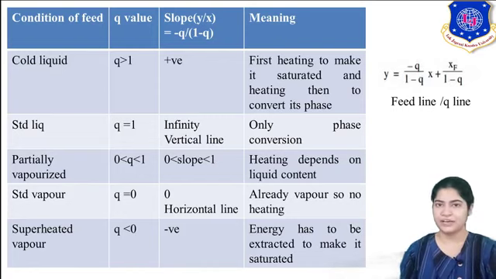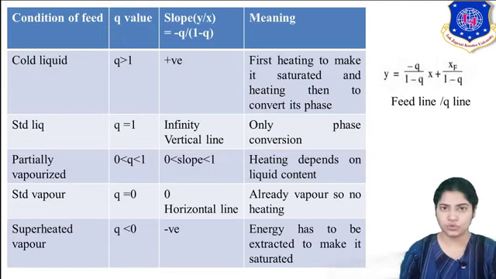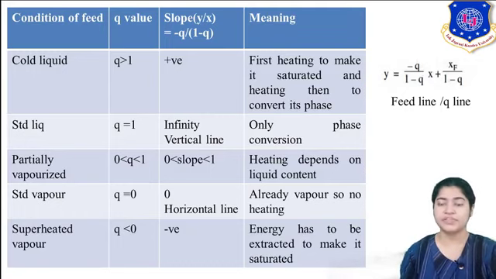So let's relate feed condition with the q value and the slope and its significance. First kind of feed is what? Cold liquid. For cold liquid, what is your q? q is more than 1. Okay, first of all, the significance is what? q is more than 1. It means first of all you have to heat your cold liquid up to its saturated condition. After it is converted into saturated liquid, then and only then it will be converted into saturated vapor. So here slope is what? Minus q upon 1 minus q, which will result in a positive slope.